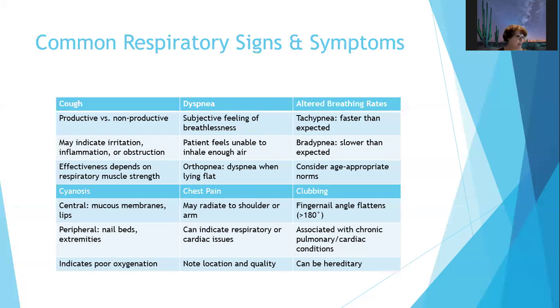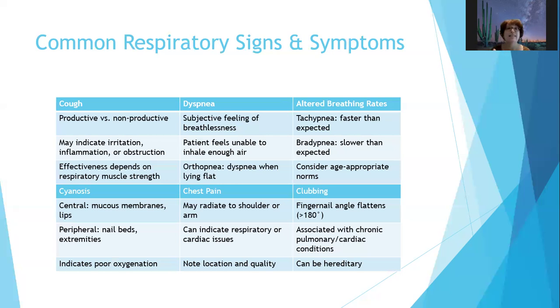Common respiratory signs and symptoms include, and maybe you've seen some of these, maybe not all of them. Cough is a very common symptom of a lot of different respiratory disorders. A cough can be productive or non-productive, meaning are you coughing stuff up or are you not coughing stuff up? It might indicate irritation, inflammation, or obstruction, and the effectiveness of the cough depends on respiratory muscle strength. So if somebody has some kind of weakness because of a neurological injury or some other reason, we might need to train them to do an assisted cough.